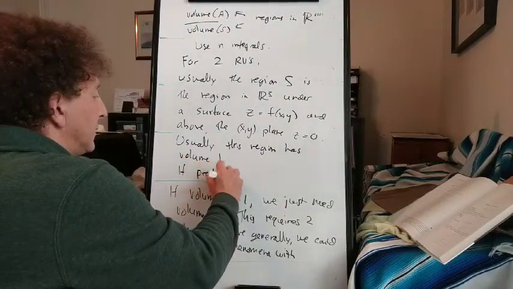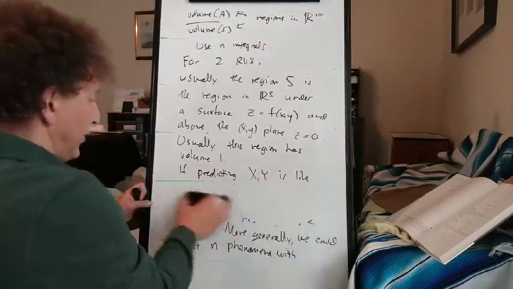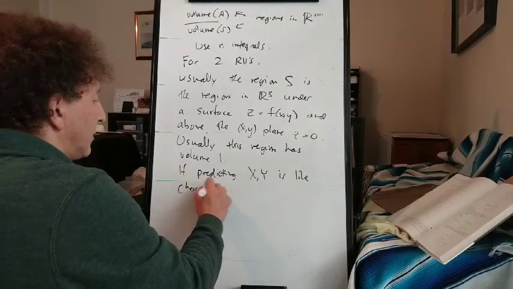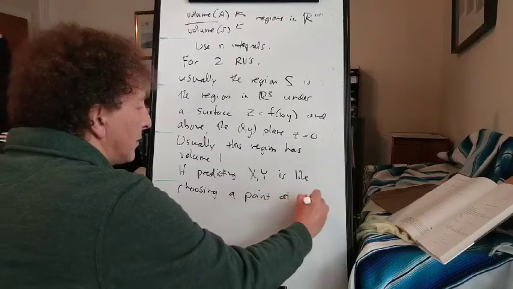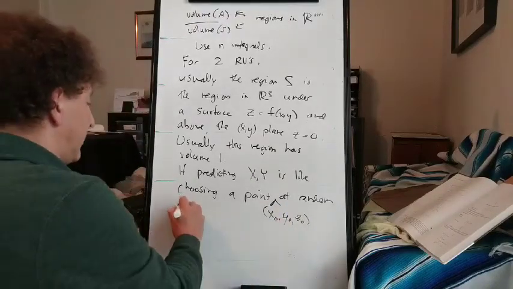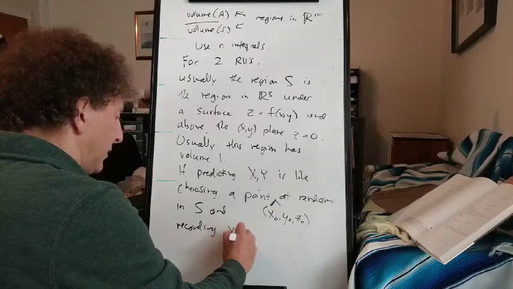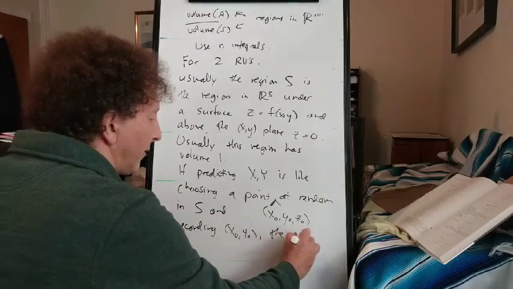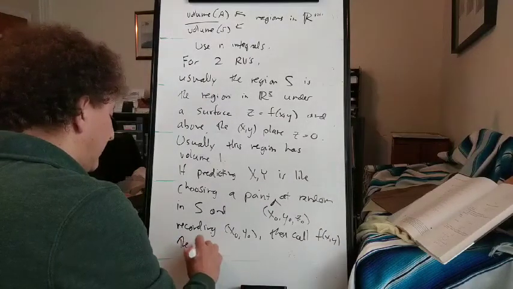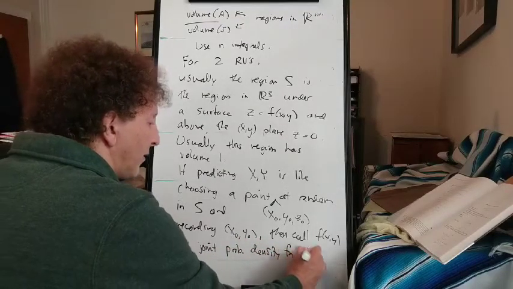Now if predicting x and y is like choosing a point at random in this region S, let's say the point is x naught, y naught, z naught, and recording the coordinates, just the first two, x naught, y naught, then we're going to call f of x, y the joint probability density function of x and y.